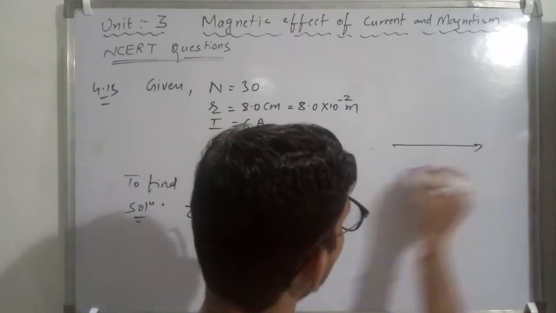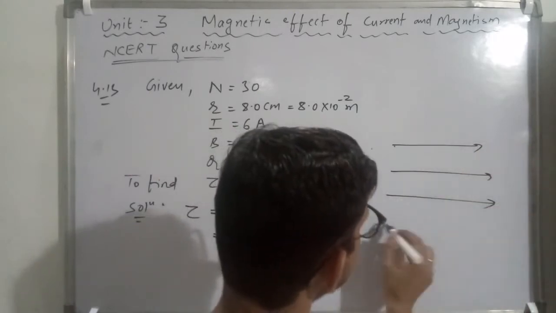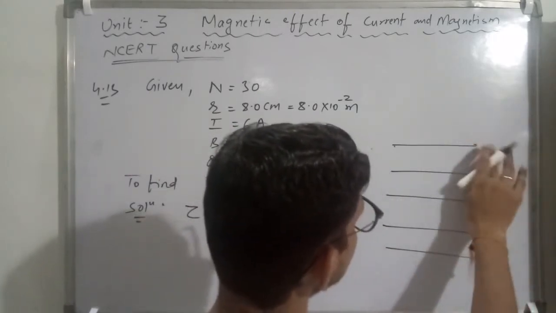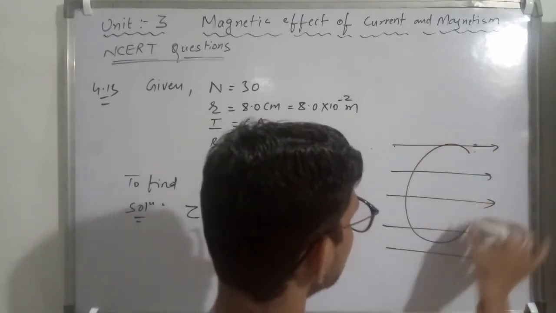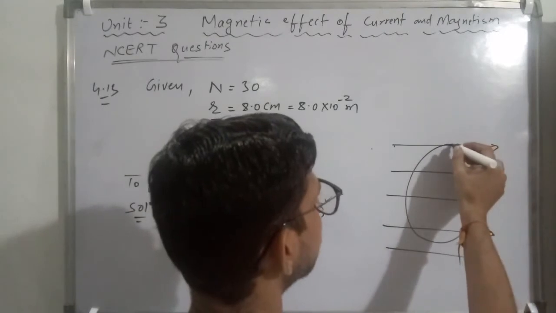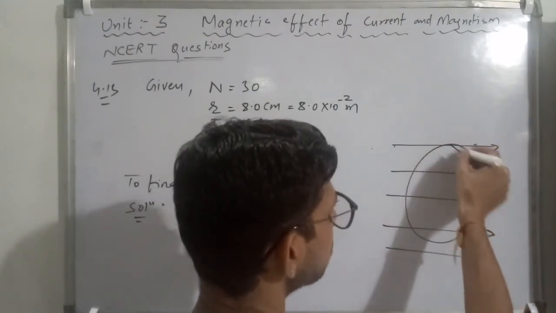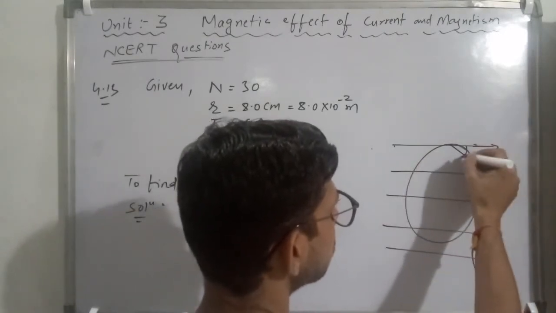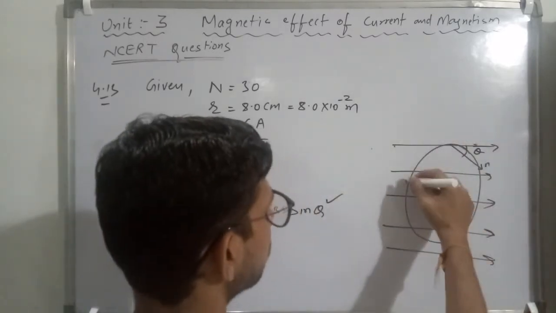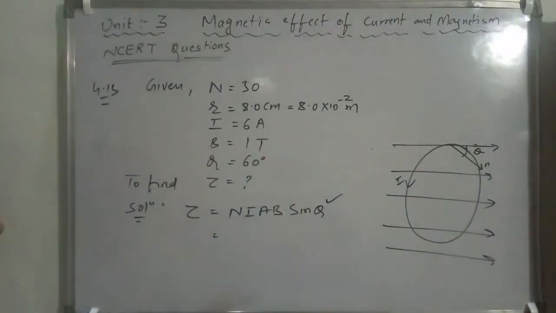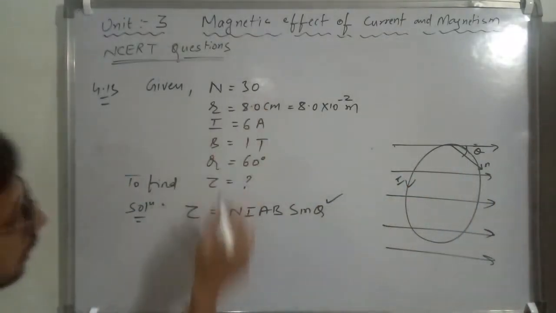This is the uniform magnetic field, and this is the circular coil, and this is the normal, and this is the angle theta. This is having current. This is the right diagram.